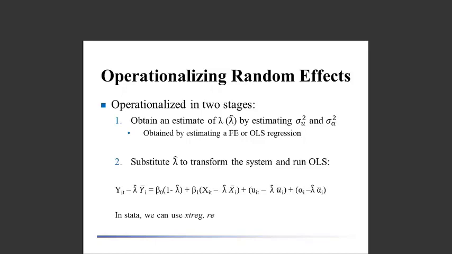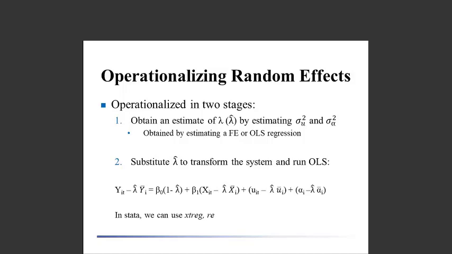So to get an idea of what's going on when we use the random effects estimator in a statistical package, let's break down what's happening. The statistical package I'm talking about here is Stata. The random effects estimator is operationalized in 2 stages. First, we obtain an estimate of lambda, or lambda hat, by determining the variance of u_it and alpha. And these estimates are usually obtained by estimating a fixed effects or OLS regression.